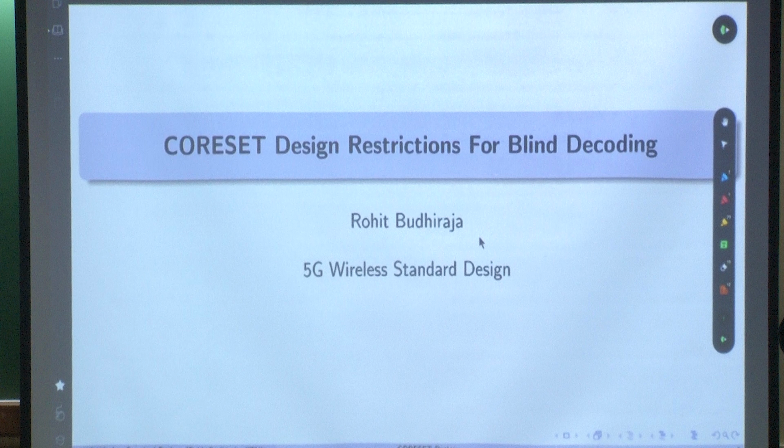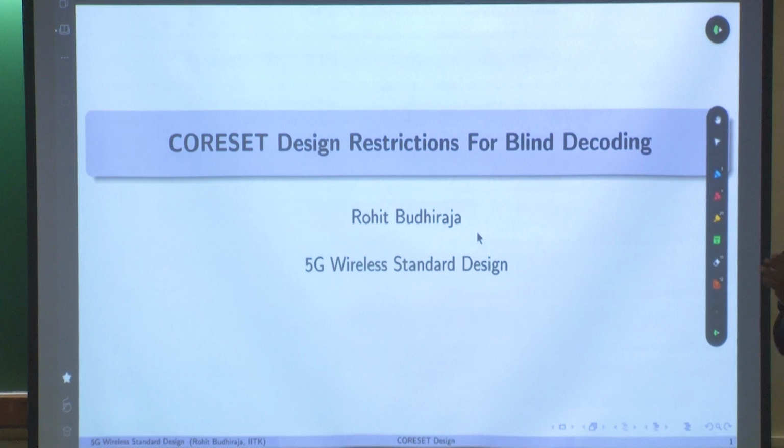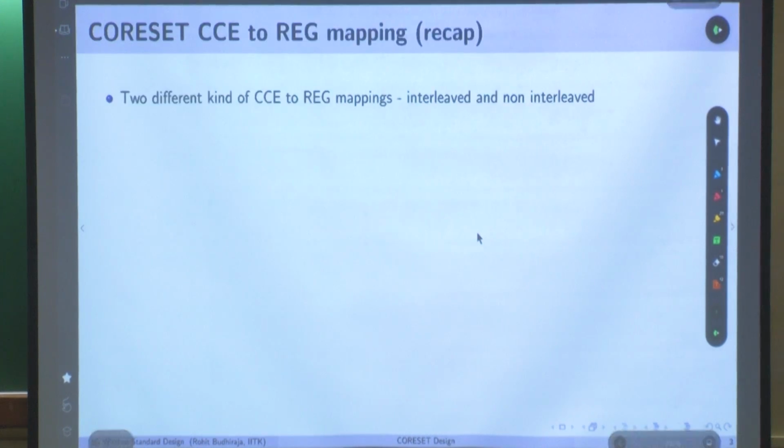Okay, welcome to the class. We will see the restrictions on CORESET design for blind decoding, such that a UE can satisfy the constraint: it has to figure out whether its DCI has been transmitted or not within the maximum attempts which are allowed. We will see how these CORESETs are designed with certain restrictions to enable this maximum number of attempts constraint. That is what we are going to discuss, and we will recap what we have studied.